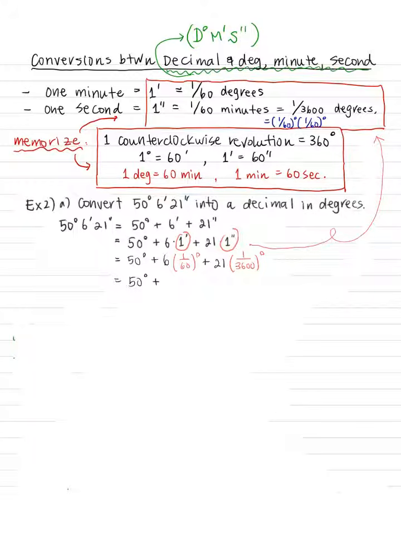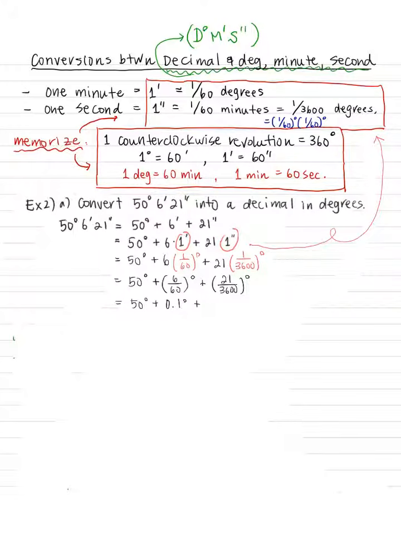plus, I'm going to multiply the 6 and 1 over 60 to get 6 over 60 degrees, plus I'm going to do the same thing over here, 21 over 3600 degrees, which is going to be 50 degrees plus, that's what? 1 over 10 degrees, which is what? Just 0.1 degrees. And then on 21 over 3600, please use your calculator.